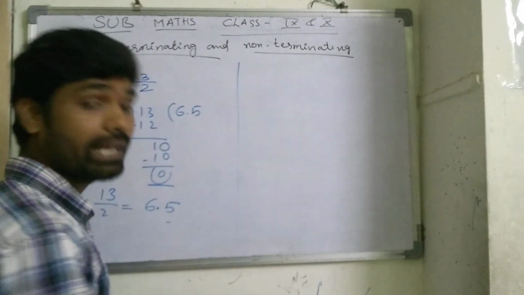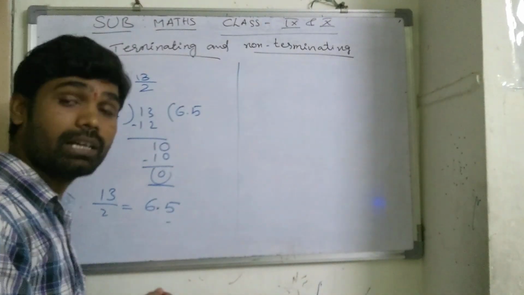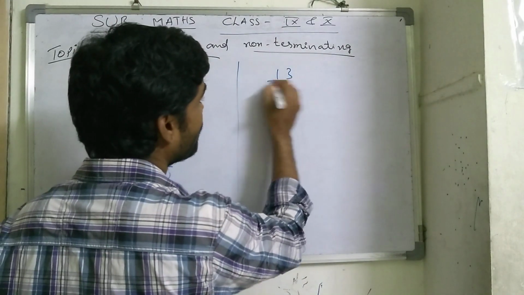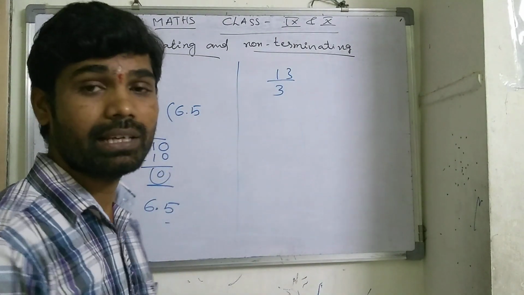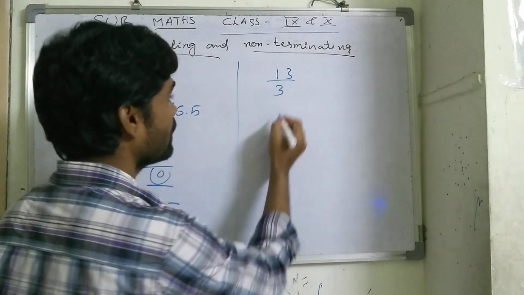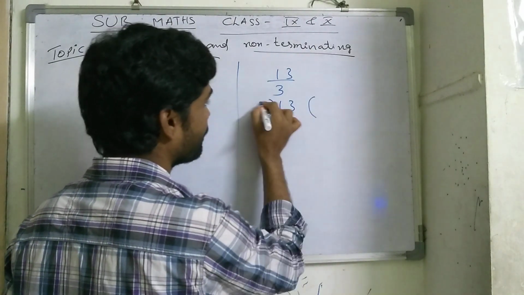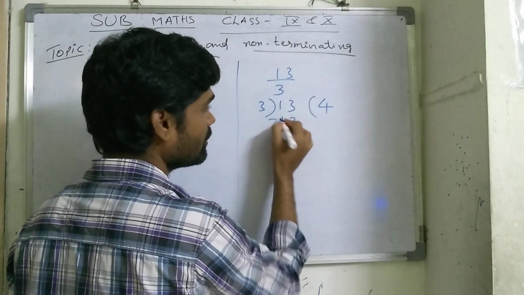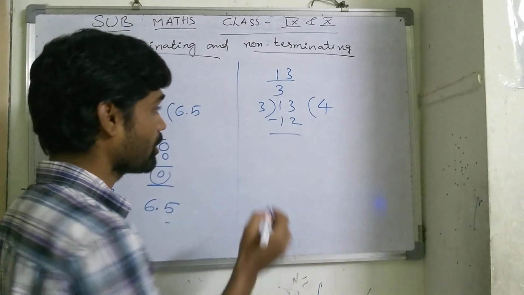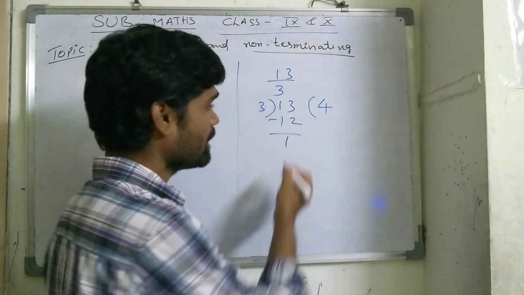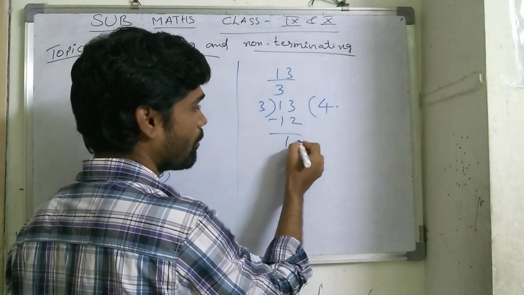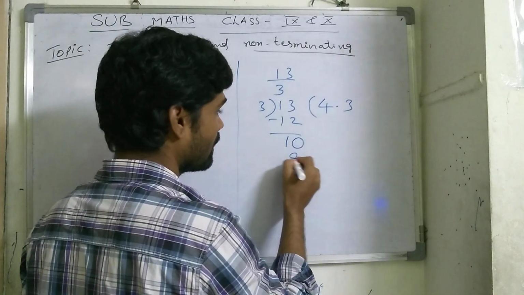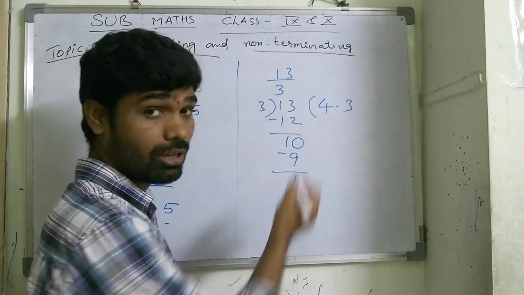Now let us see one more example regarding non-terminating. So let us take 13 by 3. Let us divide 13 by 3. Nearest to 13, 3 4s are 12. So 13 minus 12 is exactly 1. So 1 is less, so let me go to the decimals. So the point, we can take 0. So it's a 10. 3 3s are 9. So 1 again. Already we are in decimal.